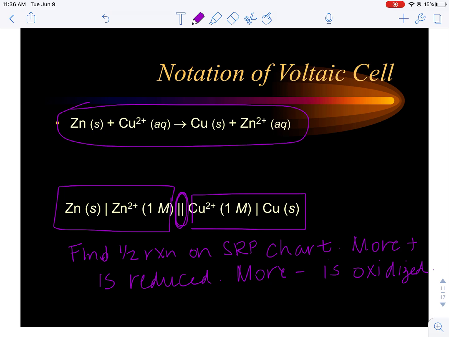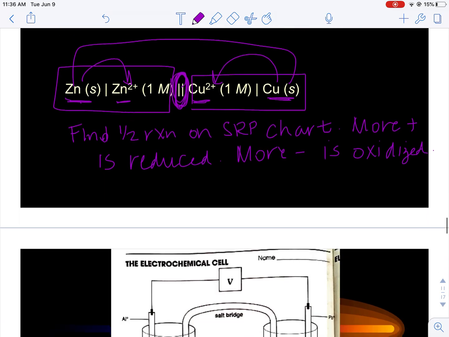And then you should know how it gets set up. You'll need 2 beakers. You'll need a metal bar in each of the beakers, and that metal bar has to be the metal that's in the reaction. And you'll notice that it's dipped into a solution that contains its own metal, but in the ion form. And we need to connect it with a salt bridge. And then you'll connect the metal bars with a wire. And that's always how these voltaic or galvanic cells will be set up.